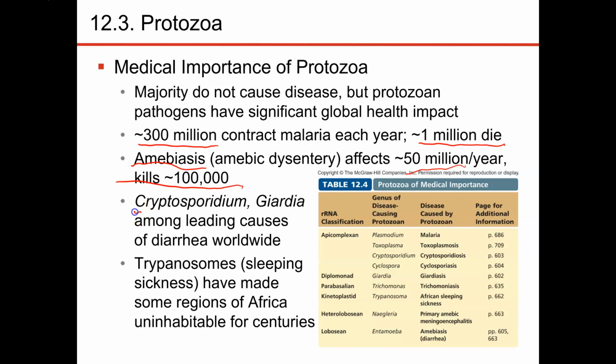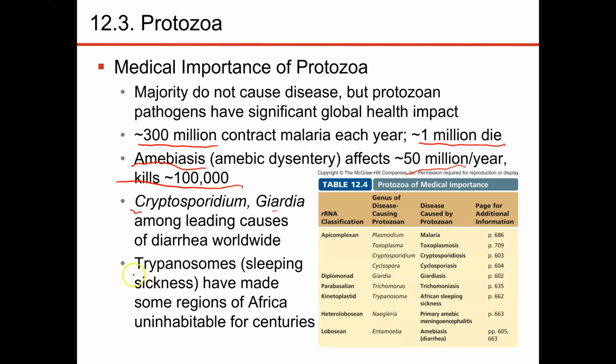Cryptosporidium and Giardia lamblia are two protozoans that cause the majority of traveler's diarrhea every single year. So when you go to a place and they say don't drink the water, it's because there's a protozoan in it that can cause disease.